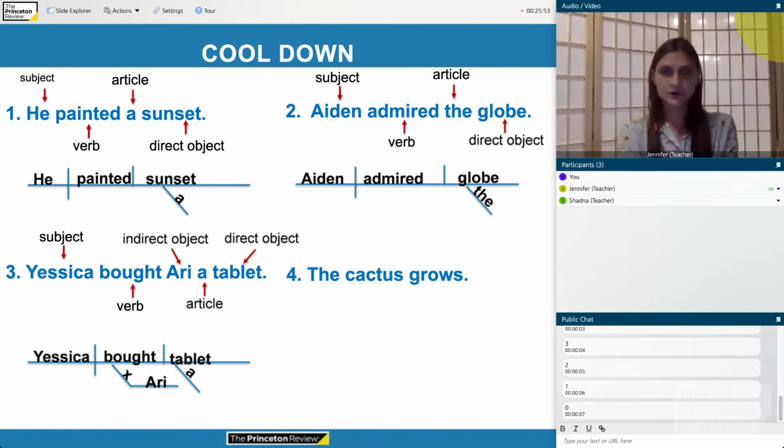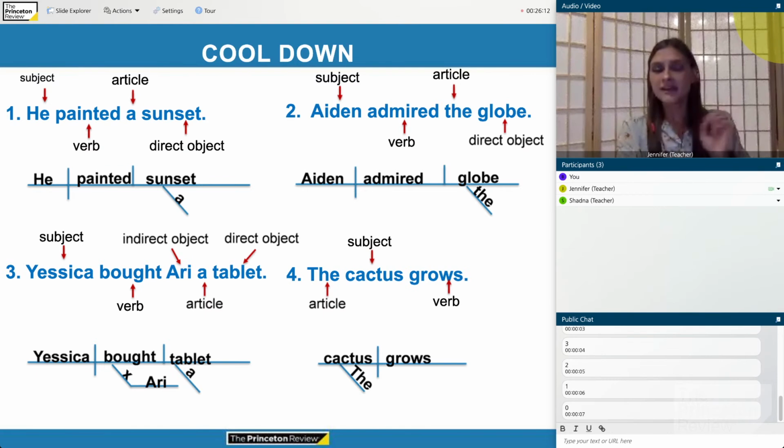And then lastly, number 4, the cactus grows. We'll finish up with the simple one. The cactus grows. So we have an article, the, subject is cactus, and then a verb, grows. Super simple to sketch this one out. The only complicated thing would be that the article the needs to go beneath the word cactus.